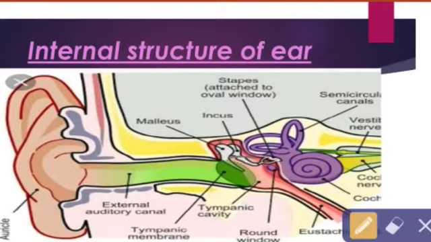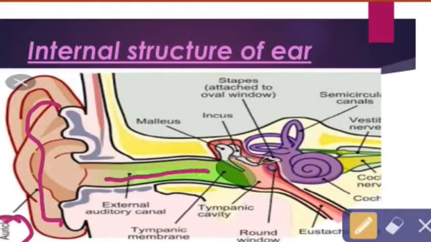You can see here, this is the outer part, which is called the auricle or pinna. Two names are given. The outer part has one projecting part, called the auricle or pinna, and this part is called the auditory canal. You can see that the external auditory canal is connecting with the tympanic membrane. This tympanic membrane is called the eardrum, and it also helps in receiving sound waves.